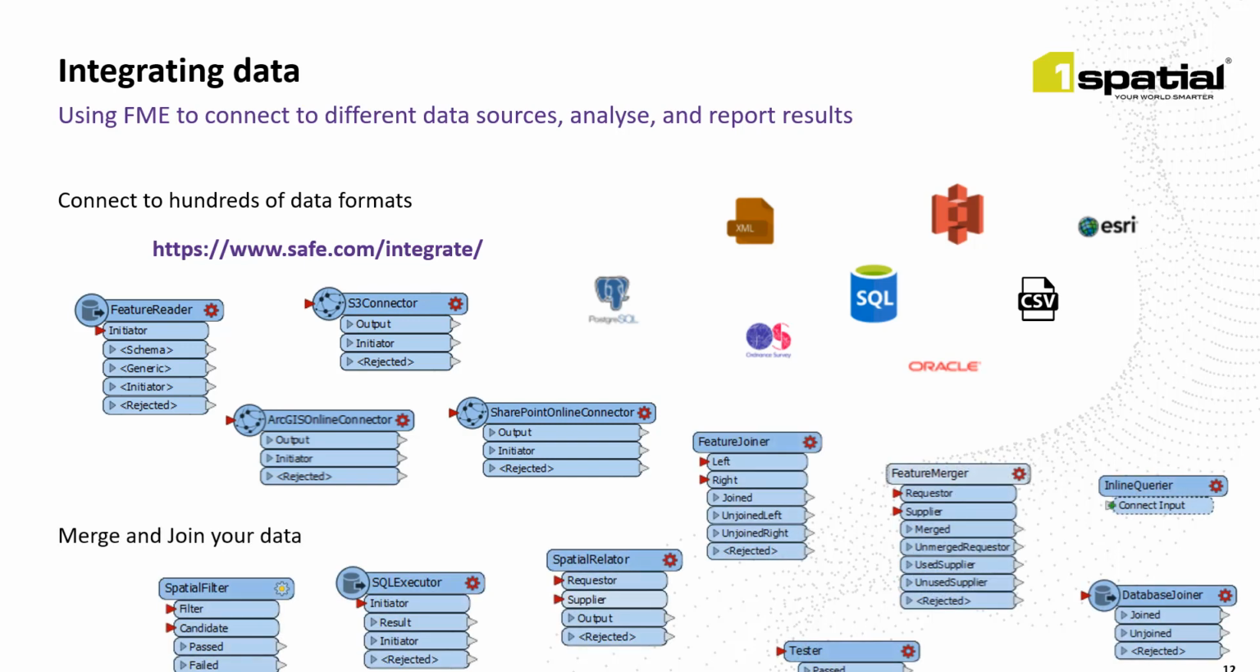There are also lots of ways of then merging and joining your different data sets. So transformers like the feature merger and the feature joiner let you join data based on common values like an ID. The database joiner allows you to join directly to a database without the overhead of reading all of the database table. Similarly, the SQL executor is going to allow you to run SQL statements directly on the database.